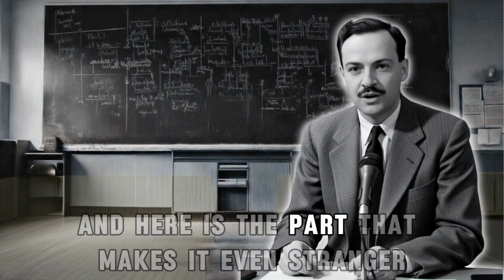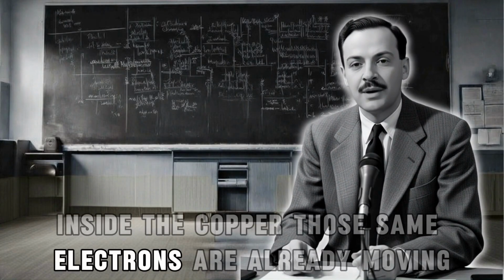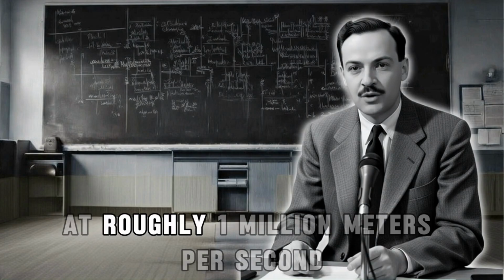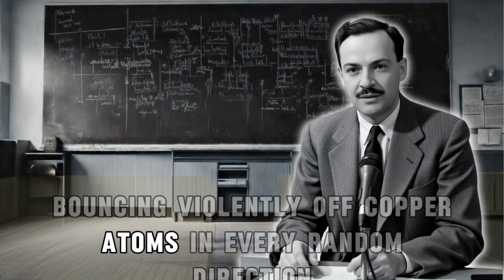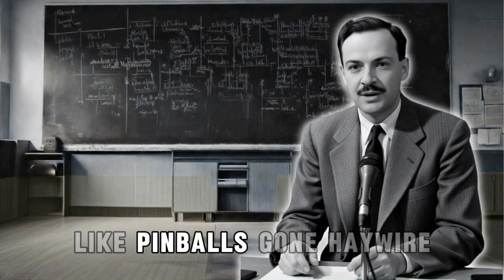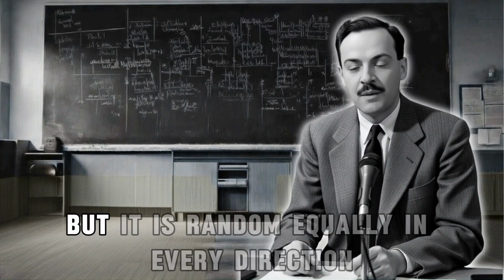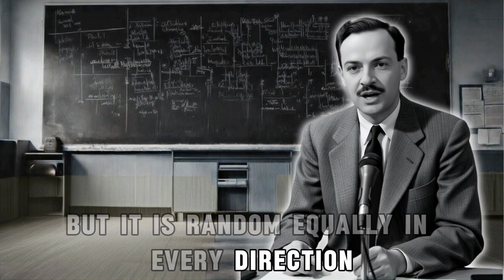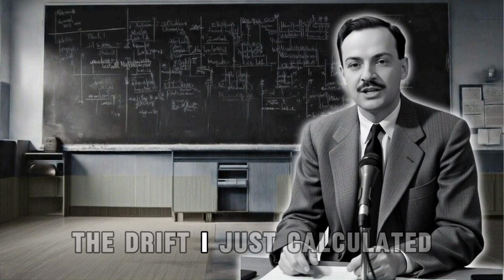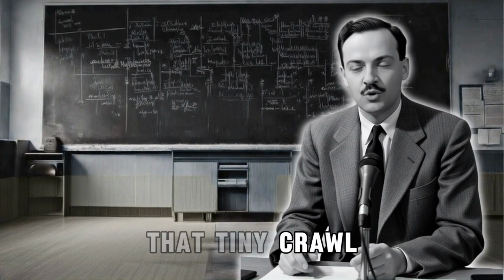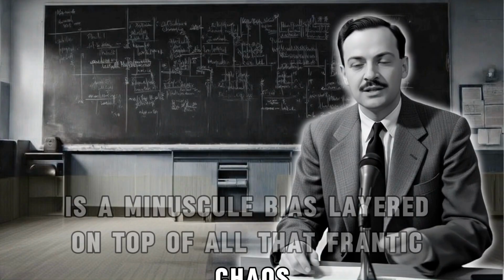And here is the part that makes it even stranger. Inside the copper, those same electrons are already moving at roughly 1 million meters per second, bouncing violently off copper atoms in every random direction like pinballs gone haywire. That thermal velocity is enormous, but it is random, equally in every direction, so it produces zero net movement anywhere. The drift I just calculated, that tiny crawl, is a minuscule bias layered on top of all that frantic chaos.